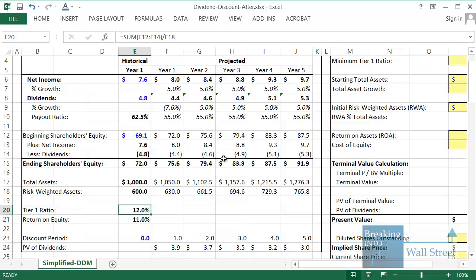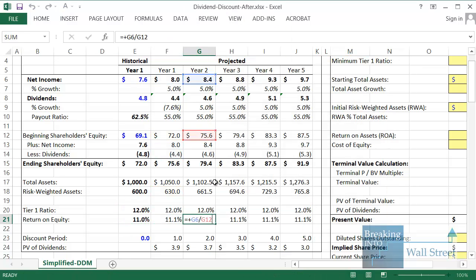And then we can also fill in our tier 1 ratio down here and our return on equity. So we actually already have these formulas. Return on equity is just equal to net income divided by shareholders equity, or average shareholders equity. We're simplifying it a little bit here. And so let's just copy both of these across since we already have them. And so all that's in place.